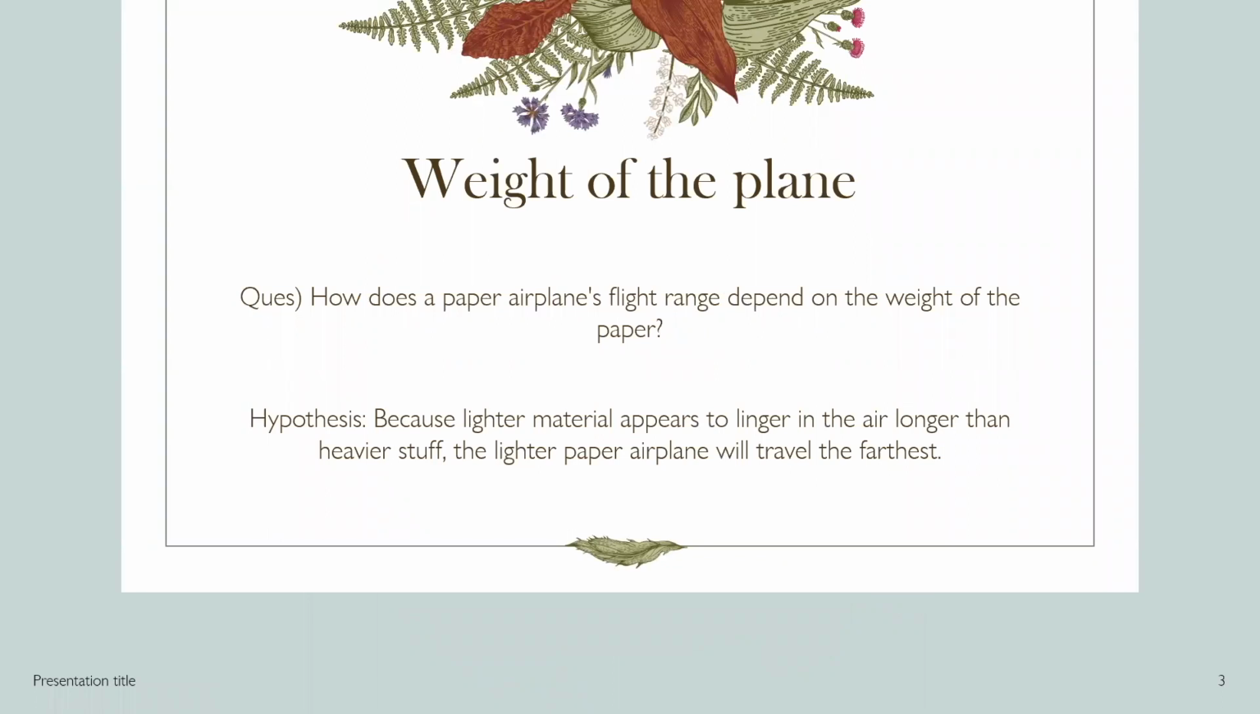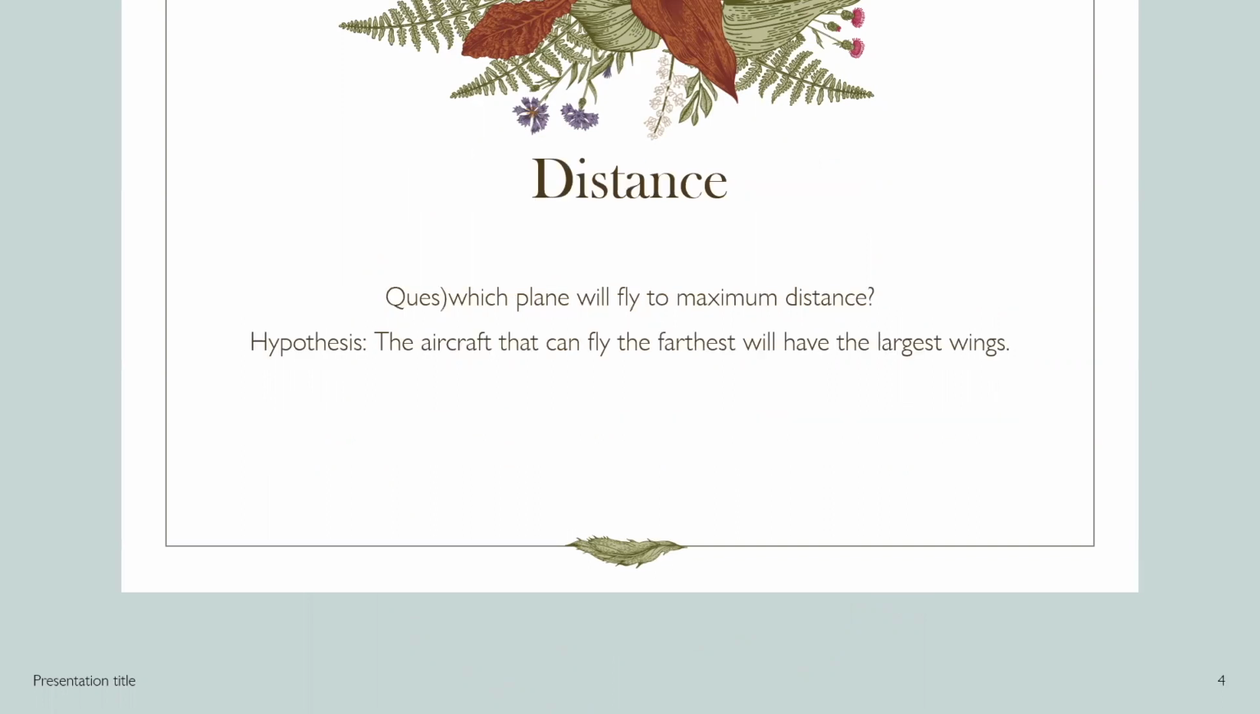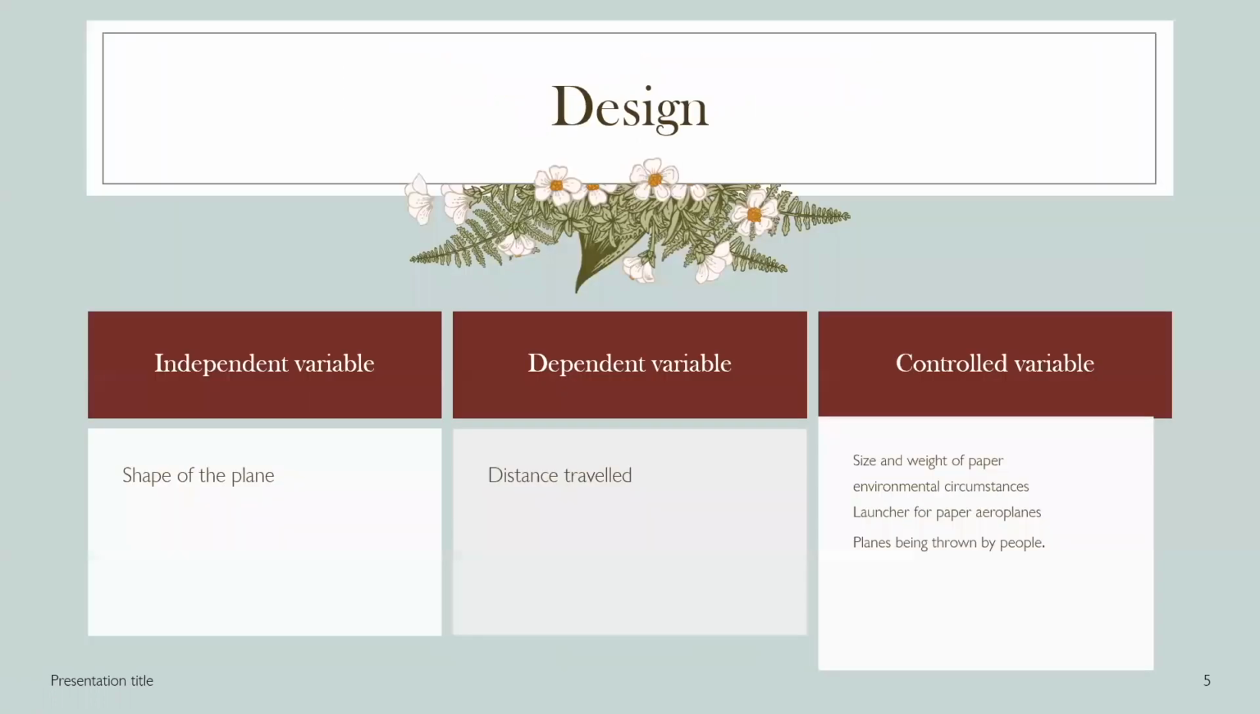So, weight of the plane. How does a paper plane's flight range depend upon the weight of the paper? The hypothesis will be: because lighter material appears to linger in the air longer than heavier stuff, the lighter paper will travel the farthest. Distance. Which plane will fly the maximum distance? The hypothesis will be that the aircraft that can fly the farthest will have the largest wings.